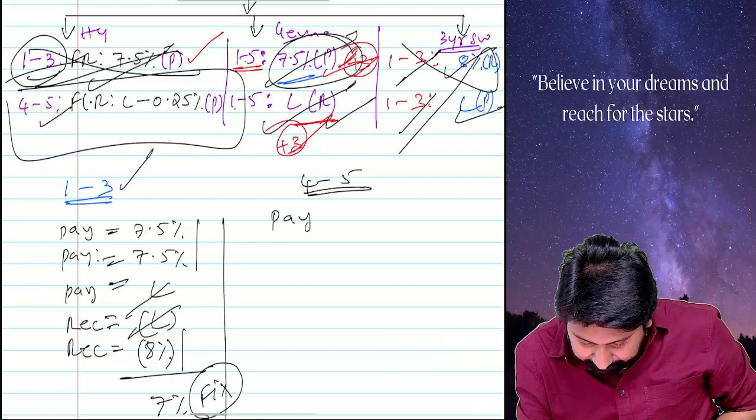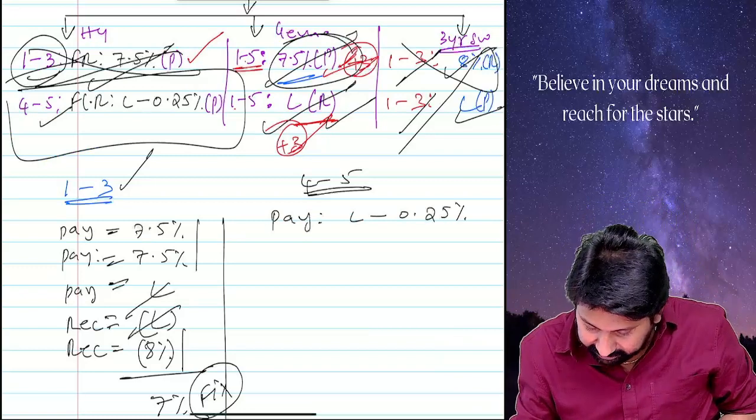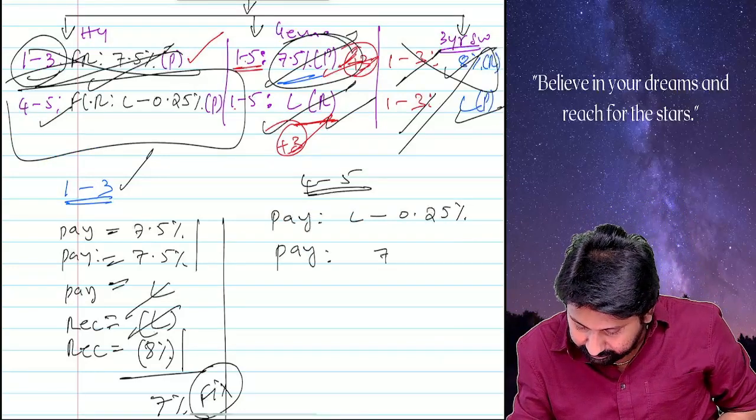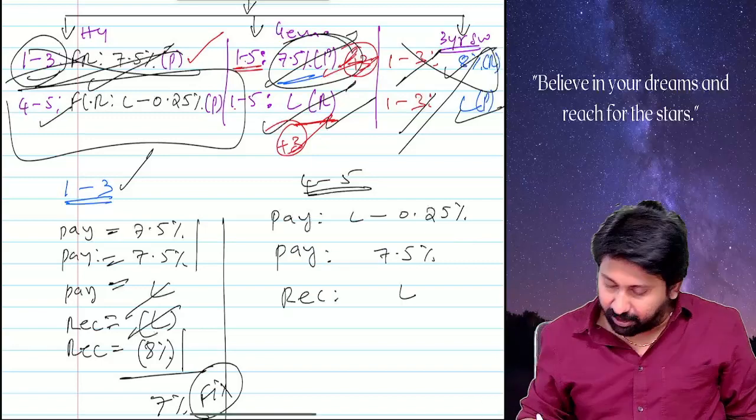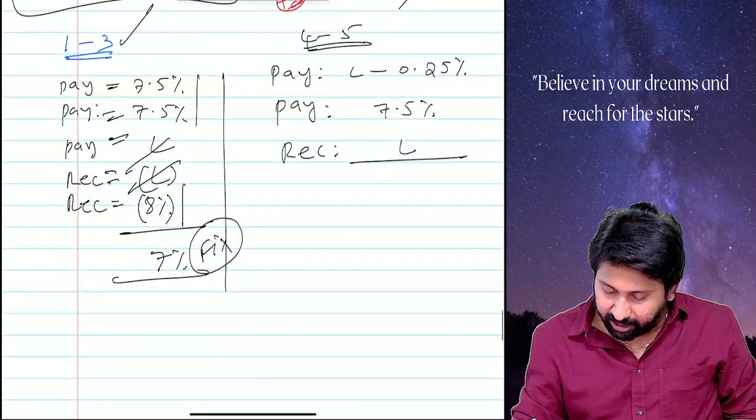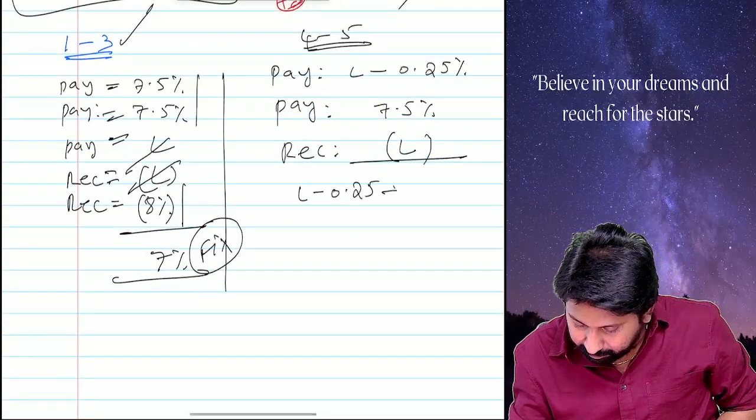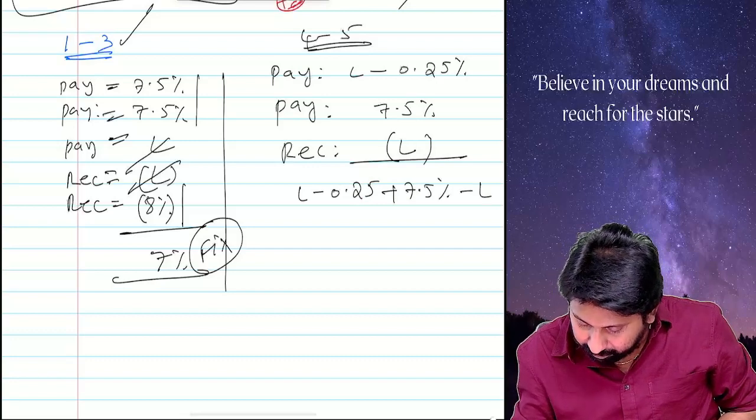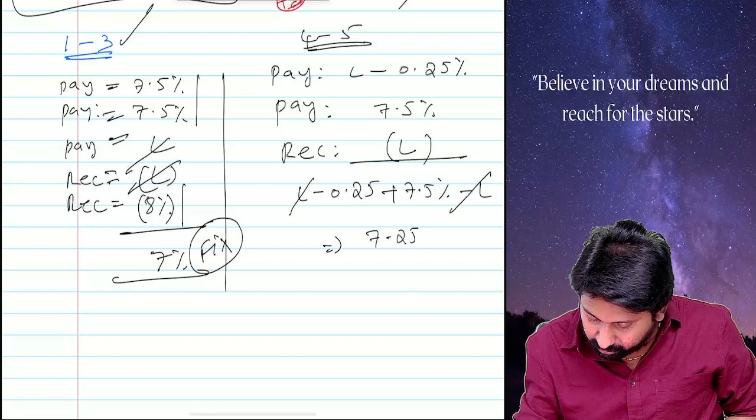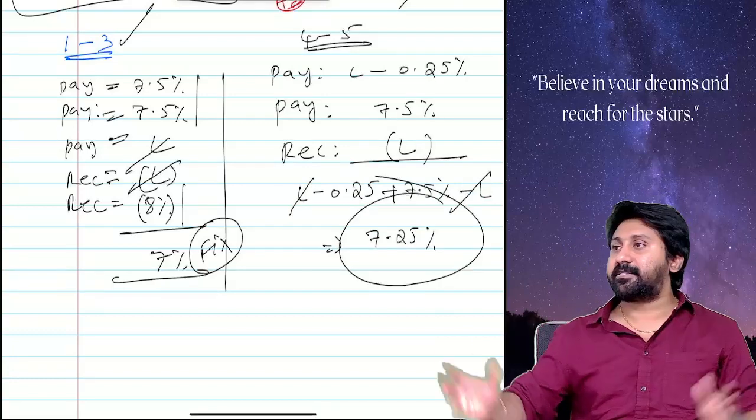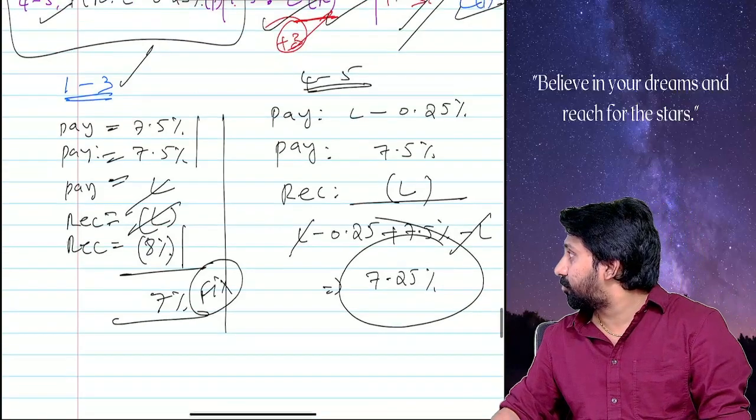Payment. Pay LIBOR minus 0.25. 0.25. Yes, sir. Next, pay 7.5%. 7.5. Receive. Receive LIBOR. Tell me, L minus 0.25 plus 7.5 minus L. Minus L plus L cancel, 7.25 for the next 2 years. This is how the cancellation will be done. Understood the question and answer clearly?